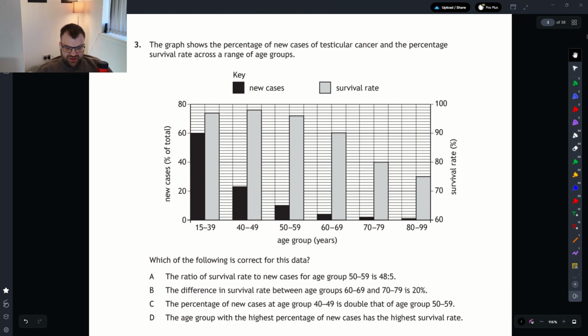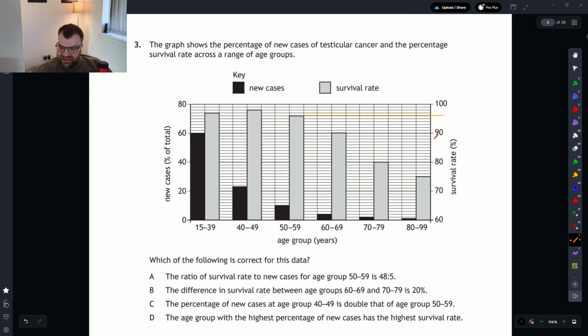Next one, we are asked to identify the correct statement about this graph with lots of bits of information. Survival rate, new cases, 50 to 59. Okay, so we're in this bit here. Let's go through the numbers then. For survival rate, this is where we have to keep our wits about us to go the right way. This is where you get the survival rate. Any grey sections need to go to the right. Any of the black sections need to go to the left.